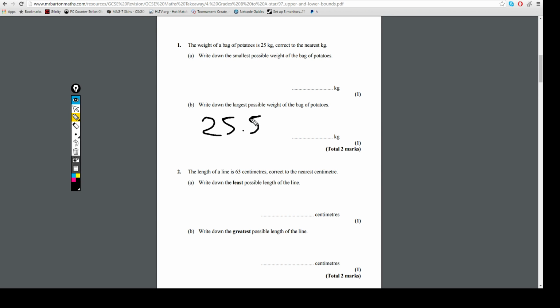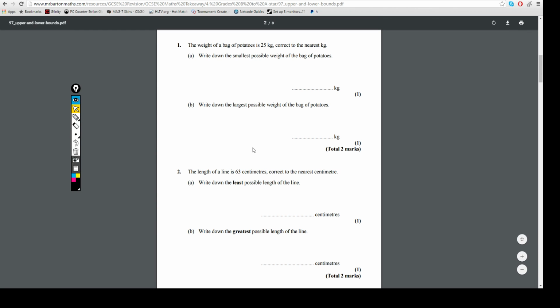If you get what I mean, if it was in a normal question, let's say we were rounding to two significant figures, we'd be looking at this and going, okay, that's going to be 26, right? But because we're looking for the largest possible value, we are just looking at this number, and that could be 5 either way because that's halfway between 1 and 10. So that'll be 25.5 kilograms, and that'll be the largest value for the potatoes. I hope you got that concept.